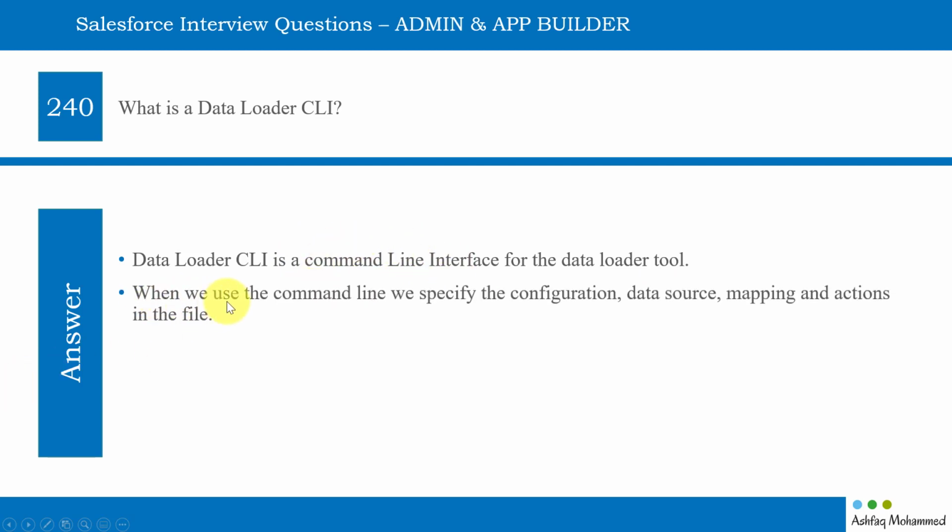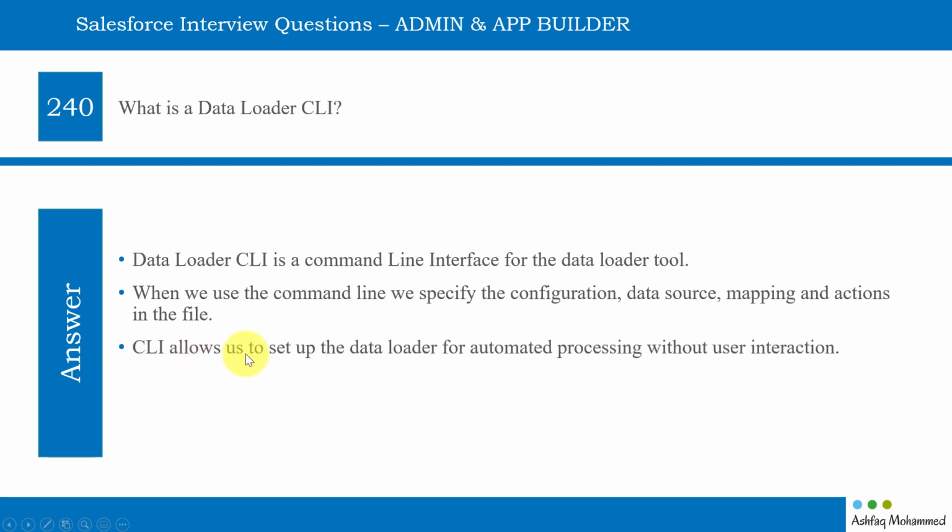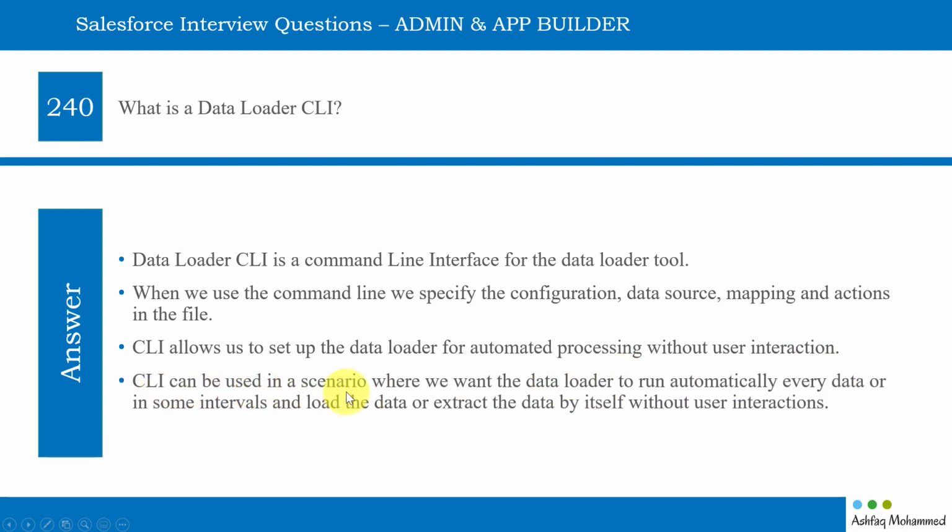Okay. So when we use the command line, we specify the configuration, data source, mapping, and actions in the file. So we give all the commands in the file, and since this data loader CLI will process by itself, we can even specify when it has to run. So CLI allows us to set up the data loader for automated processing without user interaction. CLI can be used in a scenario where we want the data loader to run automatically every day or at some intervals and load or extract the data by itself without user interaction. So this is a good use case actually.